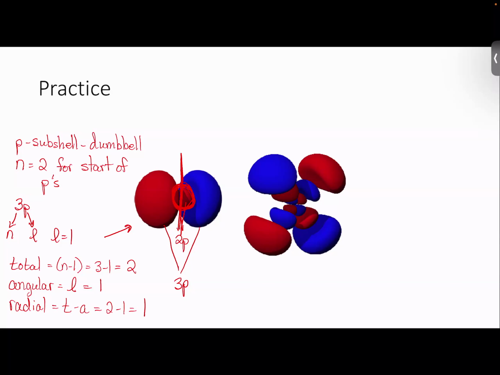You don't have to be able to draw the angular and radial nodes. I'm just trying to illustrate where they are so you can see radial means a circle. Angular means on the XYZ axis.